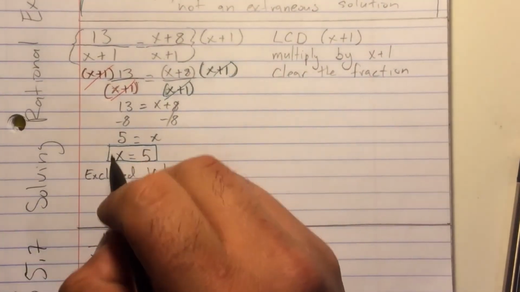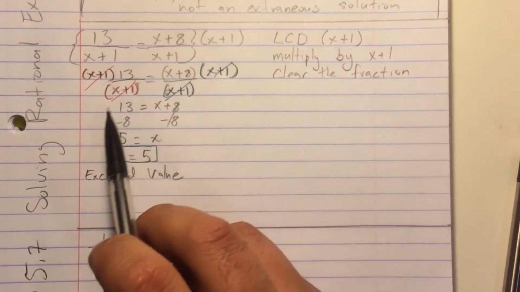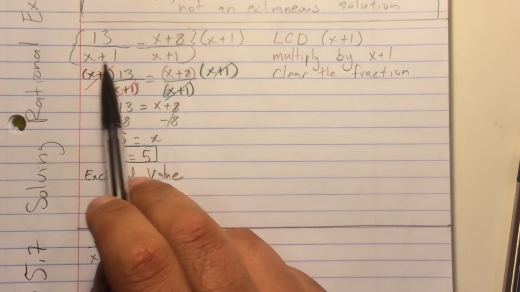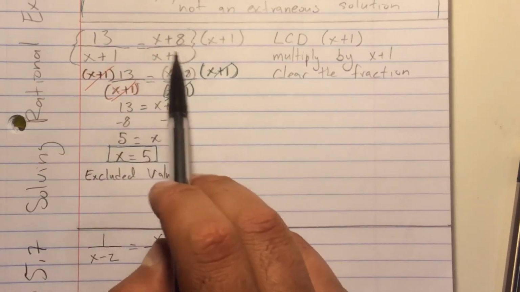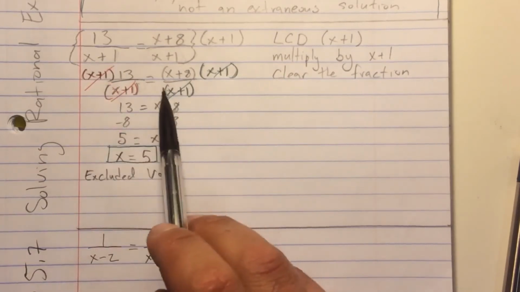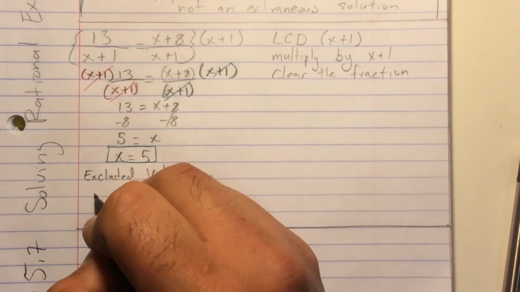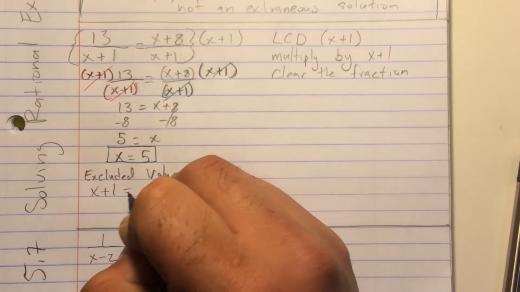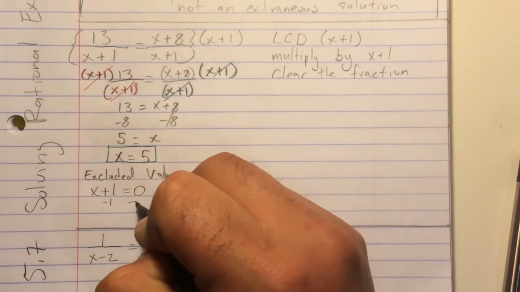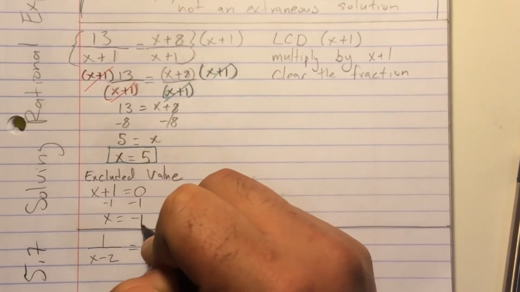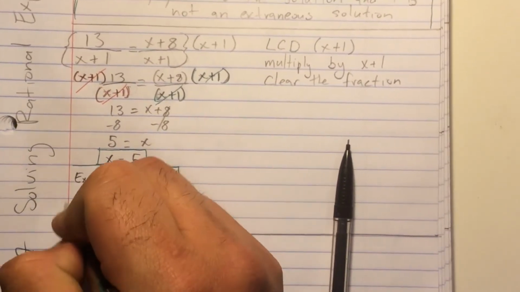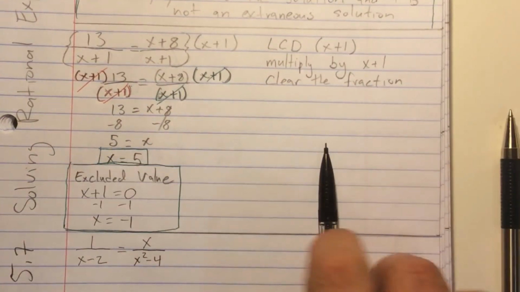All right, so the excluded value, if you guys remember, is based on the denominators of the original function. For this one, it would be the lowest common denominator that we used, so it's our x plus 1. We set x plus 1 equal to 0, and if we subtract 1 from both sides, we get that x is equal to -1. So our excluded value is -1, which is good because it's not 5. So now we can do our check.